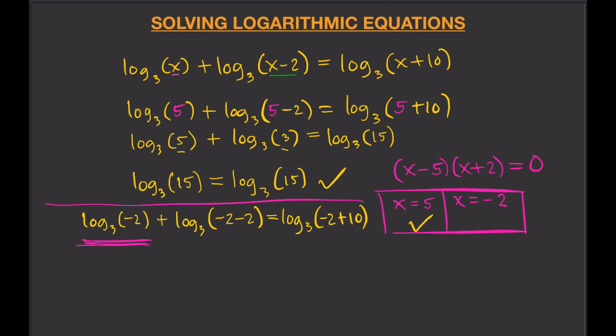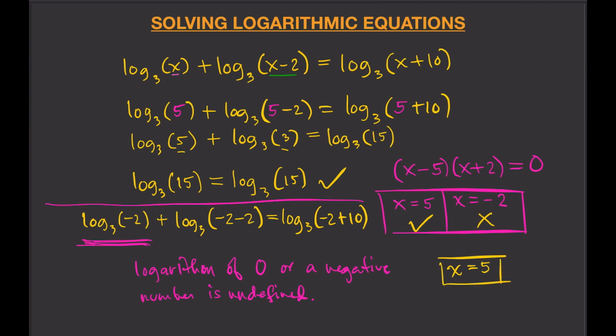Okay, basically, the logarithm of 0 or a negative number is undefined. So we can't have a logarithm of a negative number, which means that this is obviously not a solution. And so therefore our only solution is x equals 5.